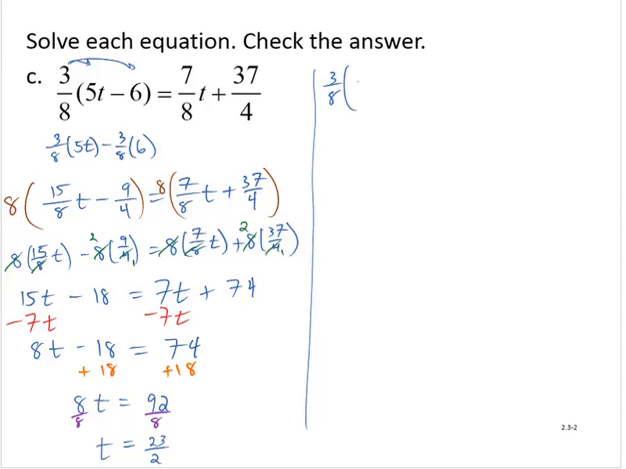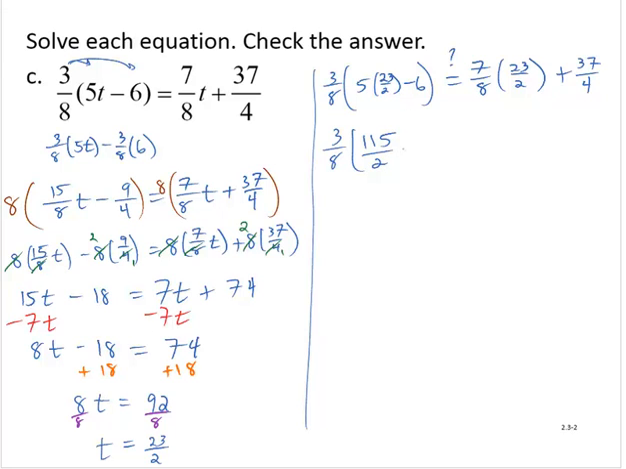3/8 by 5 times 23 over 2 minus 6. Is that equal to 7/8 by 23 over 2 plus 37/4? All right, working from the inside out. 5 times 23 over 2 is 115 over 2. Minus 6, I'm going to treat that 6 as a 12 over 2. 115 minus 12 is 103, and that's still over 2.